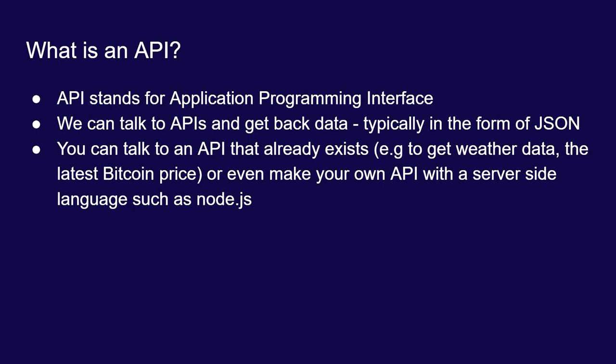So for example, there are weather APIs where you can get the weather conditions in Florida, Texas, maybe Calgary. You can actually get the latest Bitcoin price if you want to speak to a Bitcoin API. You can even make your own API if you know a server-side language such as Node.js. So the key point is that an API is a server somewhere. You can talk to it, basically say to the API, hey, I want to get data. You can get data for Bitcoin, for stock prices, for weather, okay? So it allows you to make really cool applications.